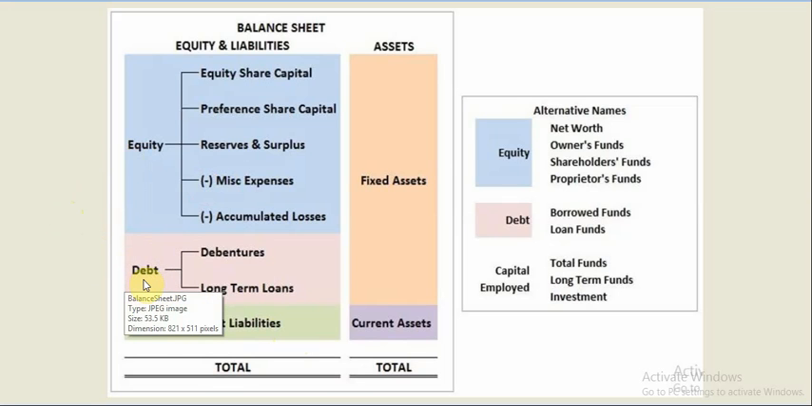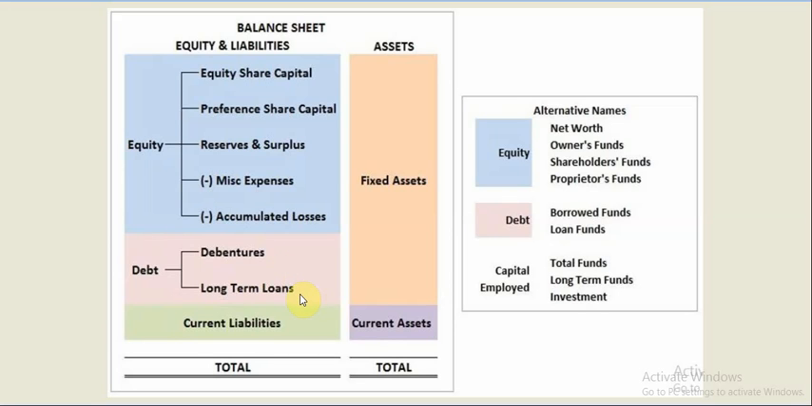Under debt, first we will understand what debts are. Debts are what the company owes to outsiders. It is the fund that the company has received from third parties, not the owners. So under debt we have components like debentures and long-term loans. Both of these items you will know by now. Long-term loans will include anything like bank loans and long-term loans from financial institutions. So debt is equal to debentures plus long-term loans.